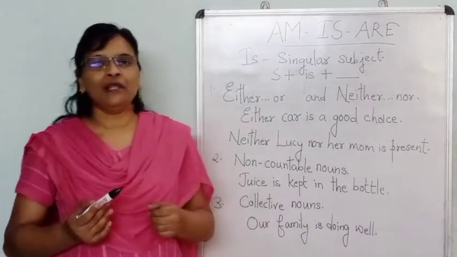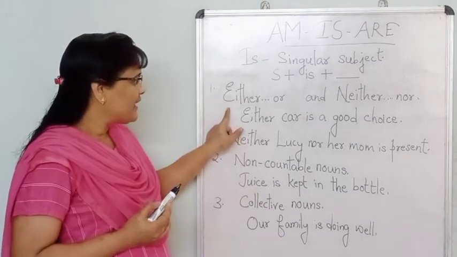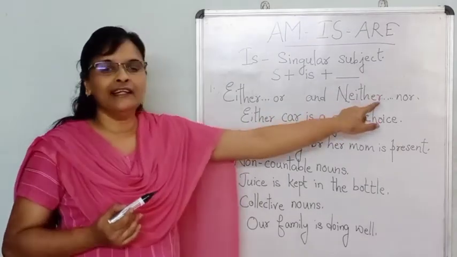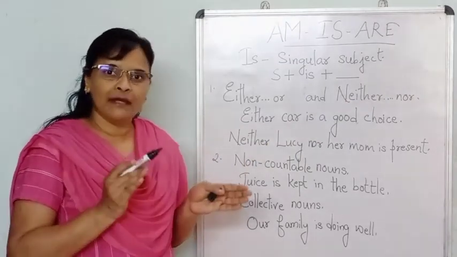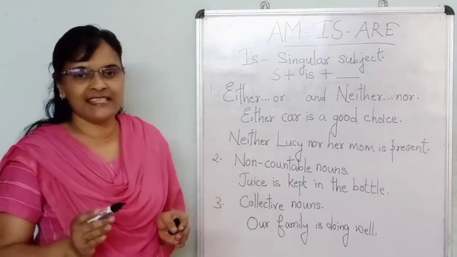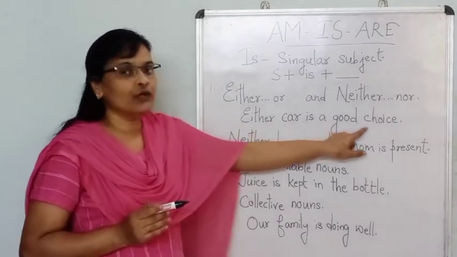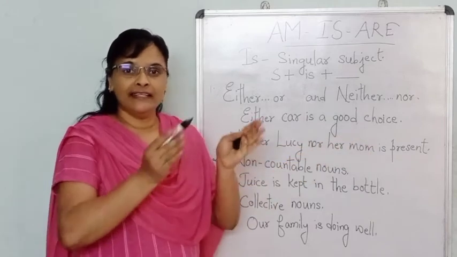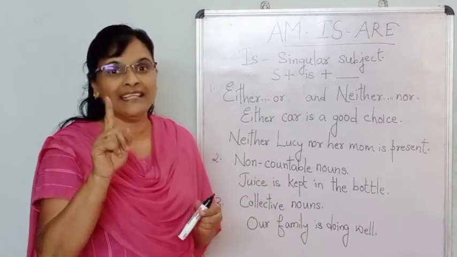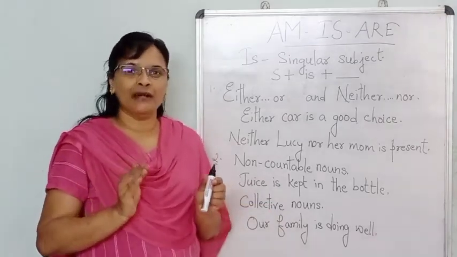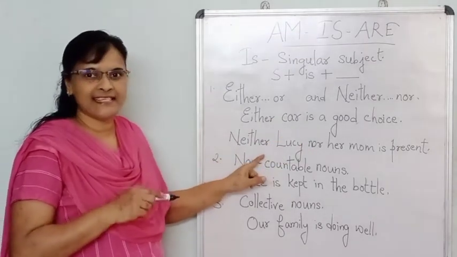Okay. By the way, is can also be used in these situations too. That is either or and neither nor. Whenever you use either or, or neither nor, you have to use is. Now, let's take a look at an example. Either car is a good choice. That means either this car or that car. Here we are talking about one thing. That's the reason why we are putting is here. Is that clear?